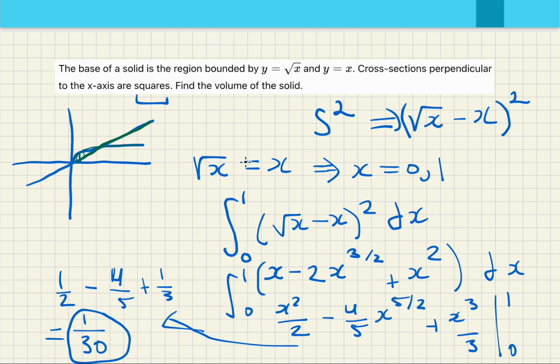And next, we had to find the bounds. Find the bounds by setting the equations equal to each other. After you found the bounds and the function, you can finally input everything to the integral and then solve it.